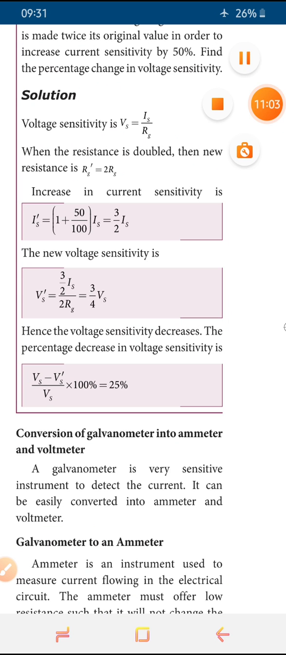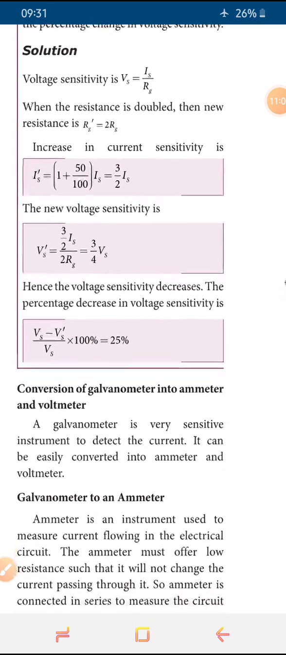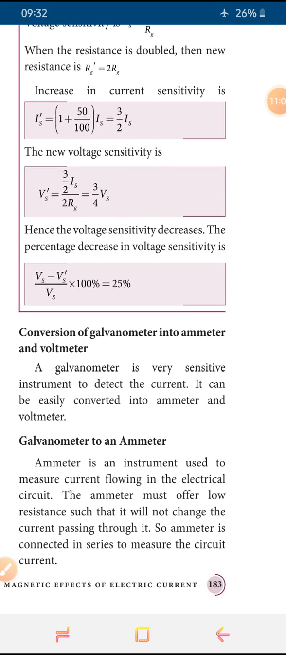Now we are moving to the next topic. It is an important one, and we are at the end of this unit number 3. The topic is conversion of galvanometer into voltmeter. Conversion of galvanometer into voltmeter. Then we will discuss about ammeter. Sorry, first ammeter, then voltmeter.